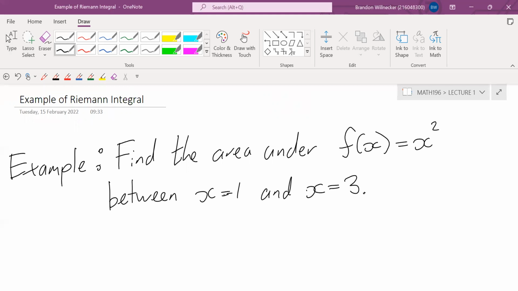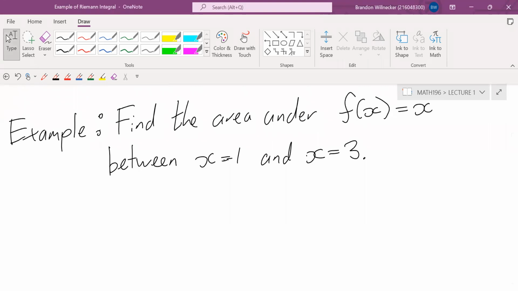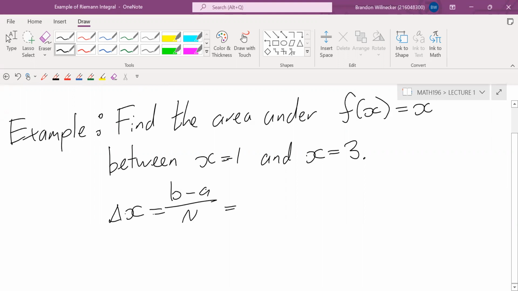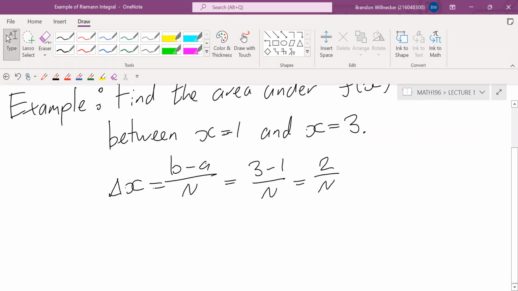Okay, so what do we do? Well, there's a number of things that we have to do before we can get to the main calculation. So step 1 is to find delta x, which is the width of our rectangle. So delta x, remember that is b minus a over n. So that's going to be 3 minus 1 over n. That's going to be 2 over n. Okay, good. Next, we need xr.